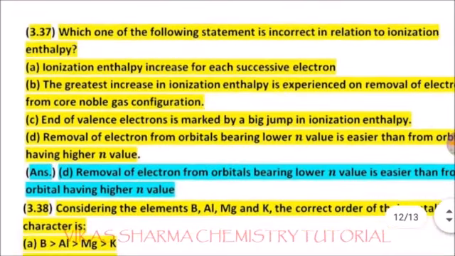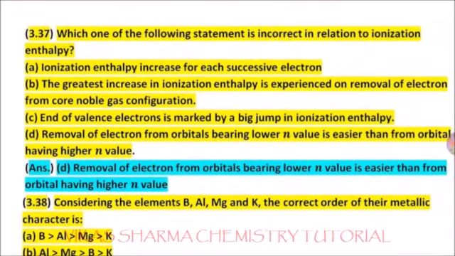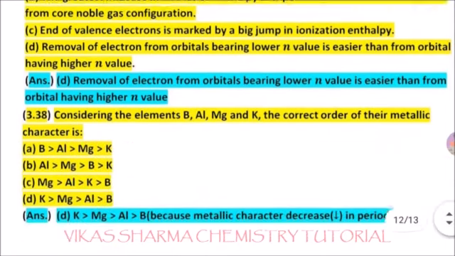3.37: Which one of the following statements is incorrect in relation to ionization enthalpy? Students, option D is the incorrect one. It says removal of an electron from an orbital bearing a lower n value is easier than from an orbital having a higher n value. If the principal quantum number is high, the electron is easy to remove and the element is more reactive, but if the principal quantum number is lower, the electron is not easy to remove. For example, it is more difficult to remove an electron from lithium than from cesium. So D is the incorrect statement.